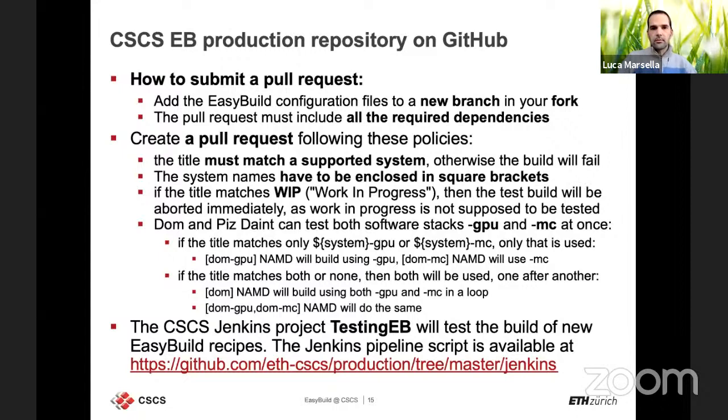In order to create the pull request, we have some policies. The title of the request must match one of the supported systems so that it can be tested. If it is work in progress, then you need to put the WIP text in the subject. And then you can test multiple architectures or single architectures at the same time on some systems, like explained here, GPU or MC for multi-core systems. And once you submit a pull request, the CSCS Jenkins project testing EB will test the build of new EasyBuild recipes. The Jenkins pipeline script for this is available at the link in the slide.